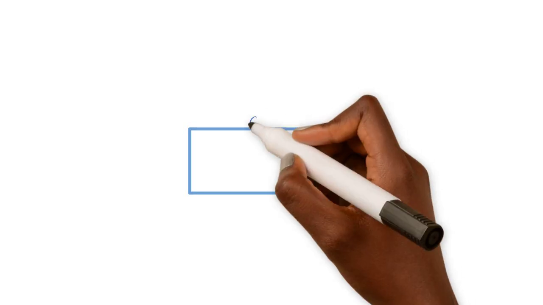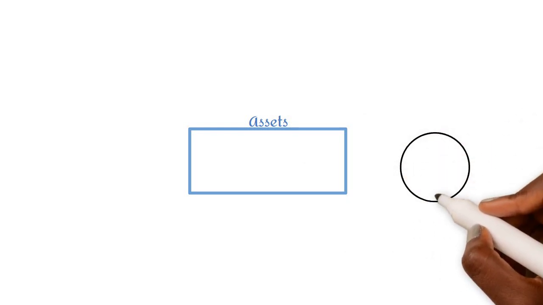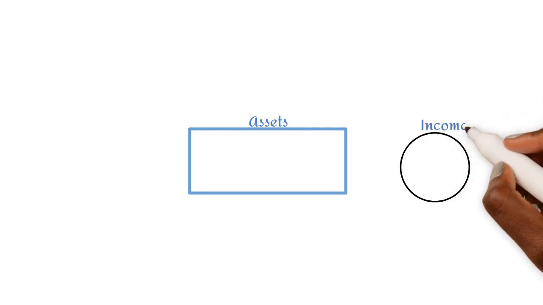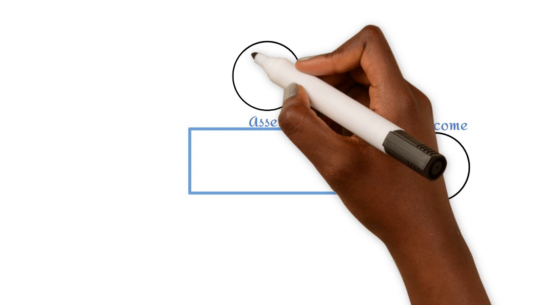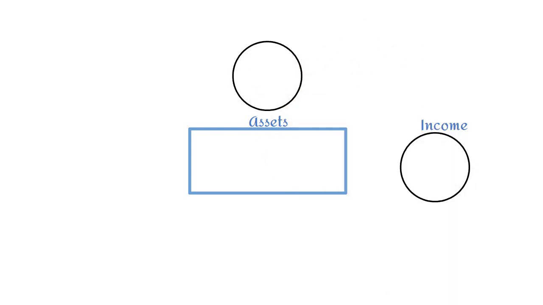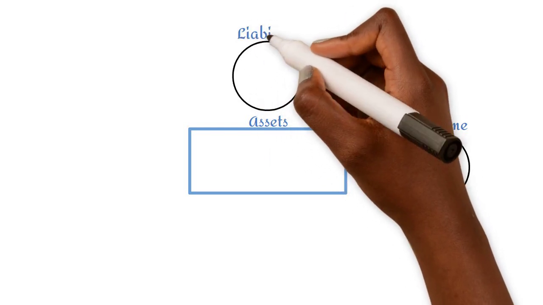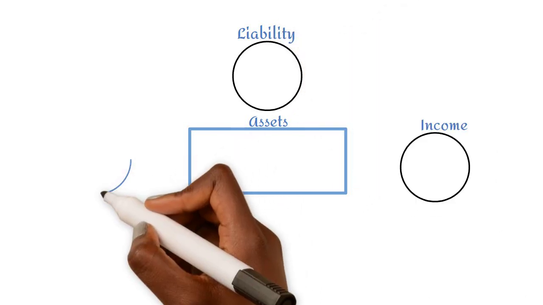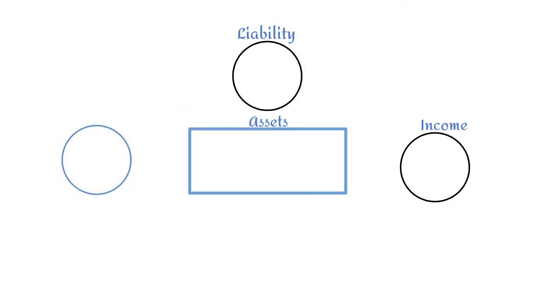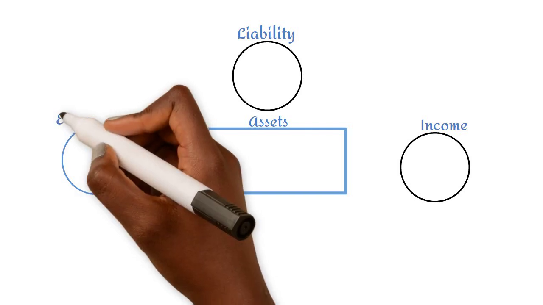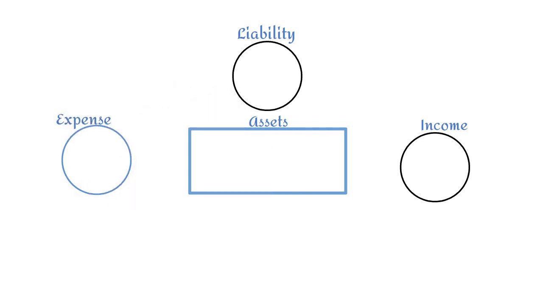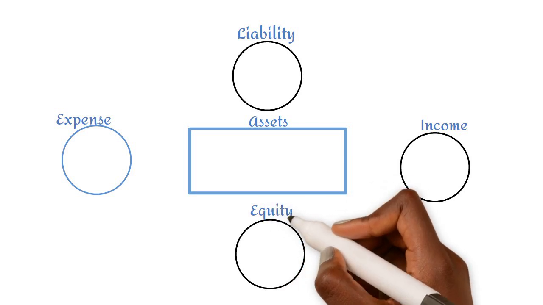These main business account categories are the assets, which is what the business owns, the income, which is the revenue that is coming into the business from its activities, the liabilities, which holds everything that the business owes to others, the expenses, which are what the business must spend to keep its activities going. And finally, the equity, which represents your interest in the business as an owner.